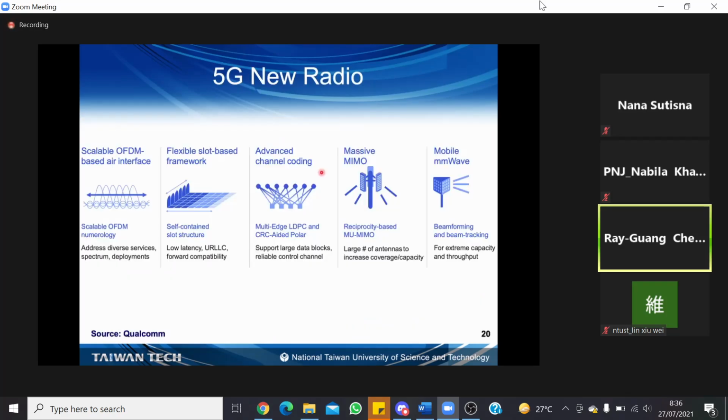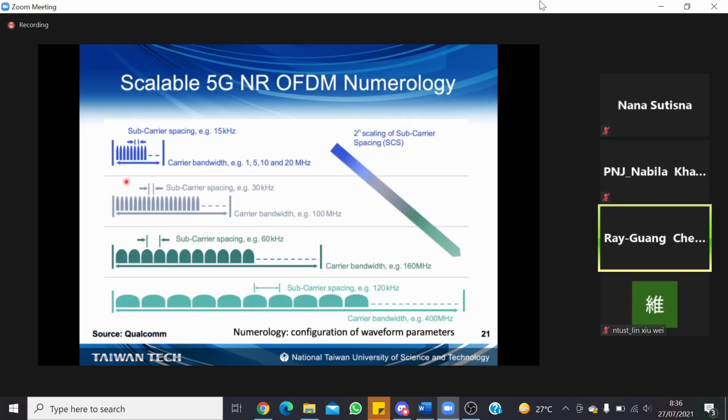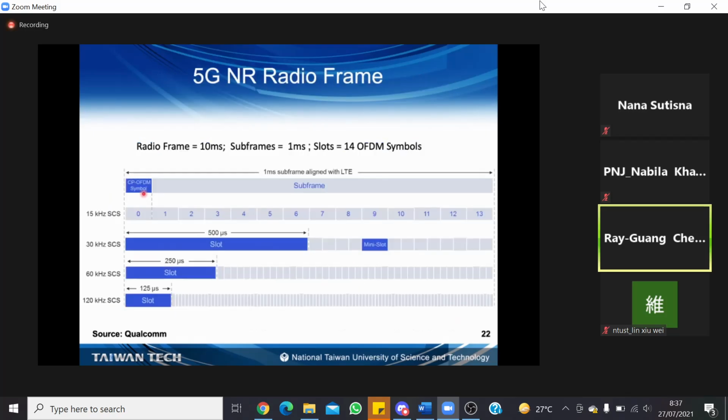So this feature, massive MIMO already mentioned, new channel coding already mentioned, scalable OFDM already mentioned yesterday. So this is the concept for scalable. You can change the subcarrier spacing. When you change the subcarrier spacing, your channel bandwidth can be enhanced.